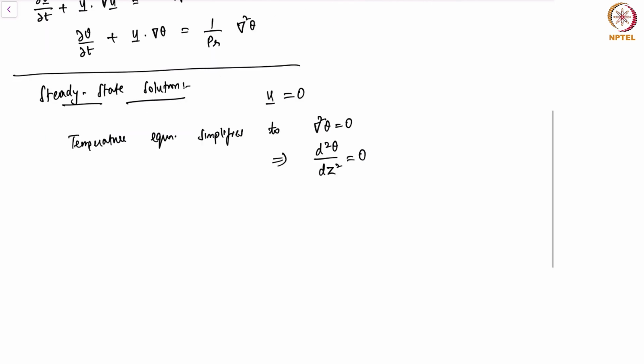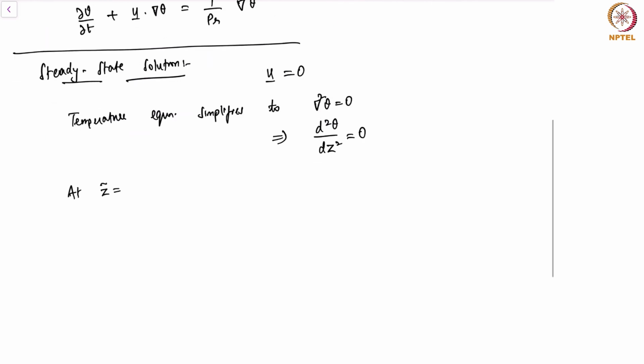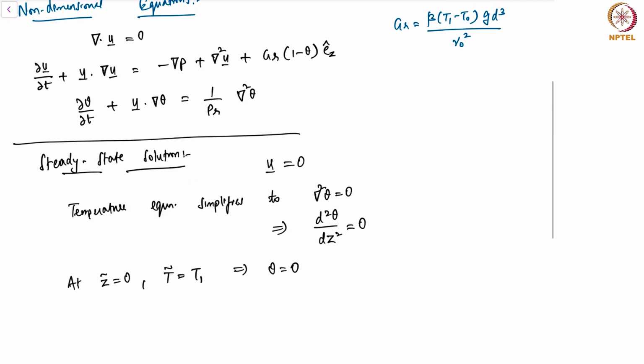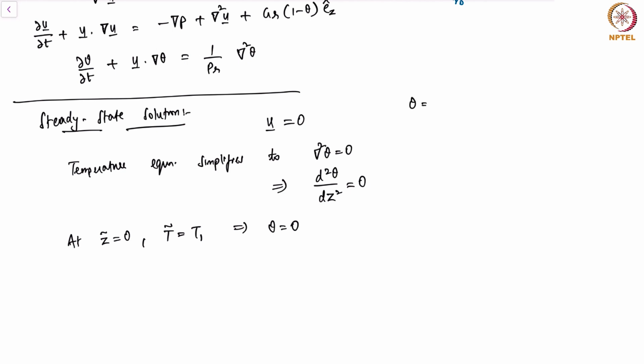Now we need two boundary conditions. Recall that the temperature at the bottom, the dimensional temperature, was T1, and this implies theta is 0. The definition of theta, again, let me write it here on the side. Theta would be T1 minus T tilde divided by T1 minus T naught. So the temperature is T1, theta is 0, and at Z equal to D, or in other words, non-dimensional z is 1, the temperature was T naught, and this essentially gives us theta equals 1.